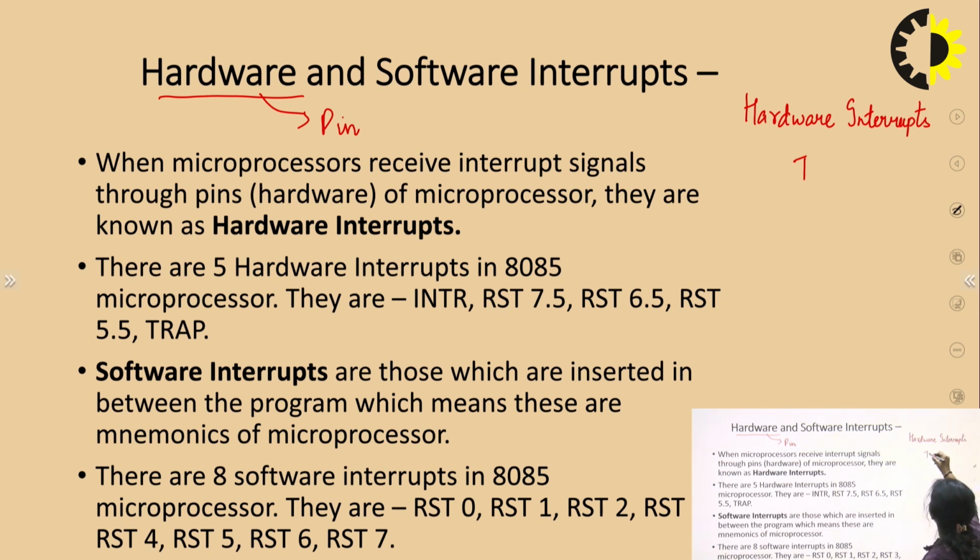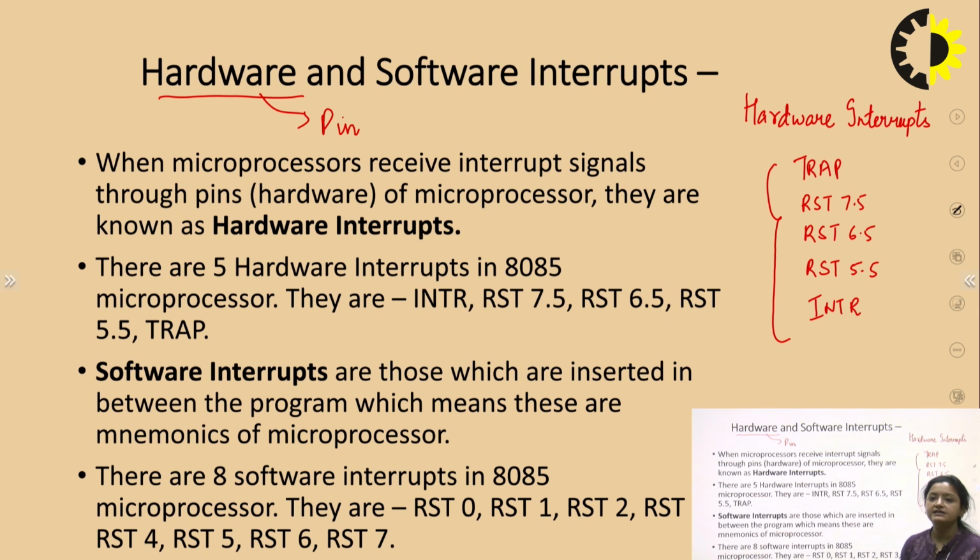These are TRAP, having the highest priority. Then we have RST 7.5, RST 6.5, RST 5.5 and INTR. These are the 5 hardware interrupts, and for these hardware interrupts we have a specific pin available on the pin diagram of 8085. So these all are called hardware interrupts.